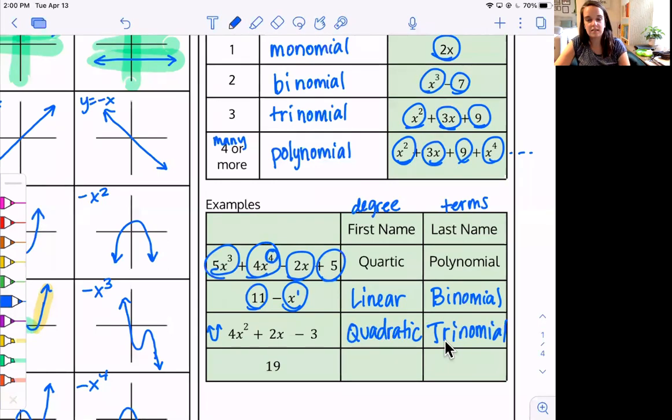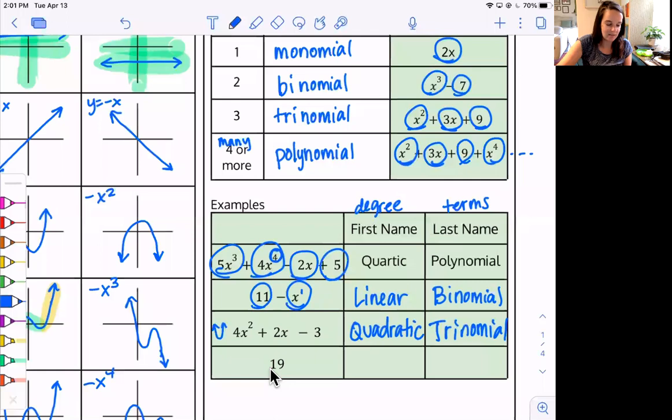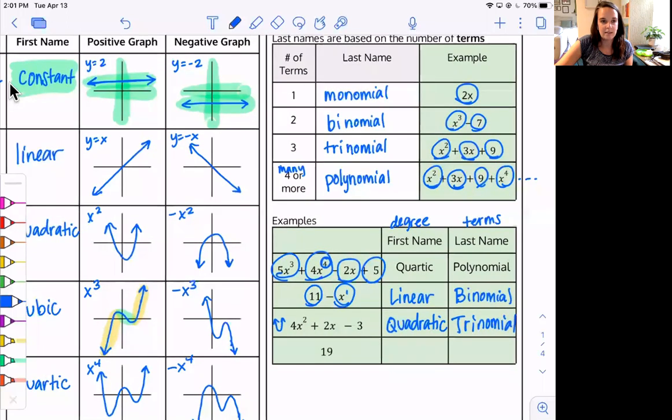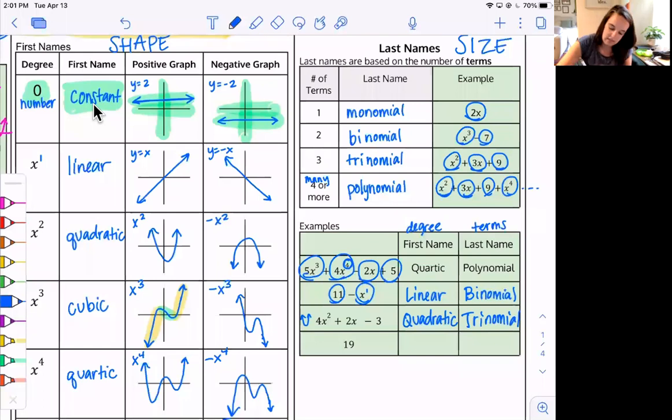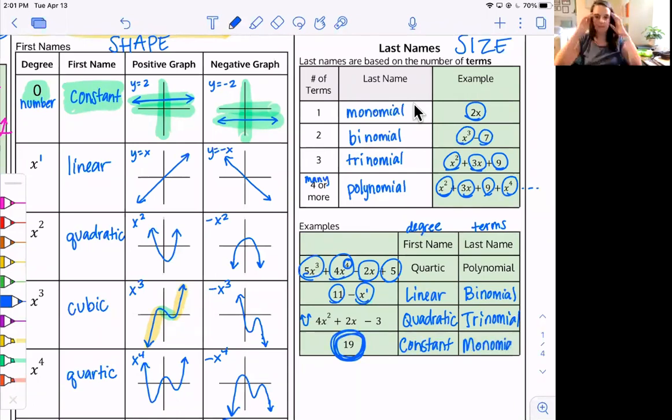All right. The last one, let's try this one together. We have 19, right? It is constant. It's just a number by itself. Remember, a number by itself is constant. We'd have constant. And then there's only one thing here. So is it a monomial, binomial, trinomial, or poly? Yeah, monomial. It's just one thing. Monomial. Just like that. So this number 19 is a constant monomial.